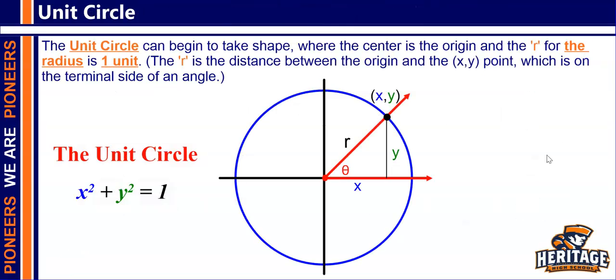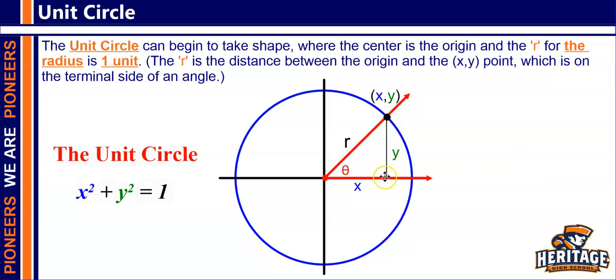Now, the unit circle begins to take shape where we place it on the coordinate graph, the xy coordinate plane, with the center being at the origin and the radius being 1 unit. So the radius itself is the distance between the center, which is the origin, to the circle itself. And tying it in with the special angles, we can start identifying different components of the degrees, the radians, and the xy coordinate points. The formula for the unit circle itself is x squared plus y squared equals 1, because remember, 1 is the radius and 1 squared is just 1.